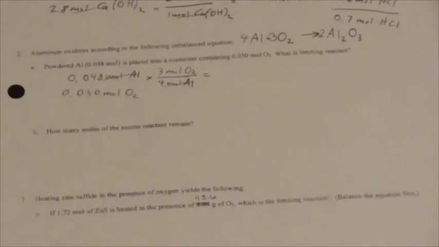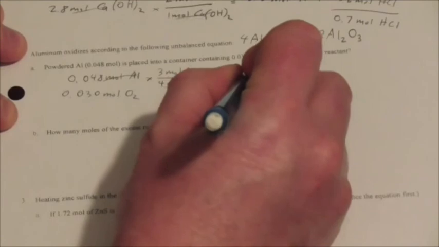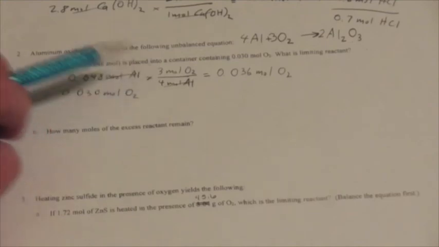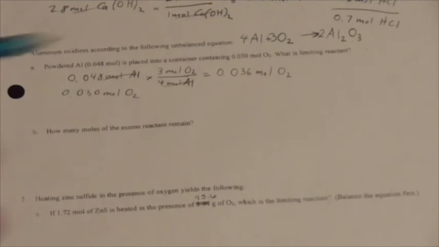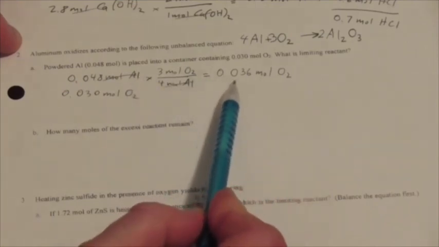And that would equal, again, my moles cancel out. I get 0.048 times 3 is 0.144 divided by 4 equals 0.036 moles of O2 is what I would need to react all of my aluminum according to the mole ratio that I set up. As I can see, I only have 0.030 moles of oxygen, so therefore oxygen is my limiting reactant. For all of my aluminum to react, I need 0.036 moles.